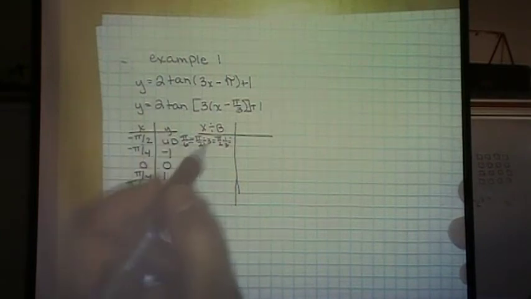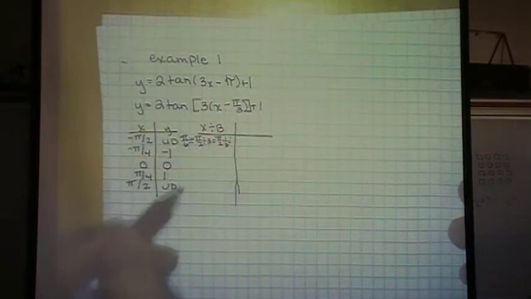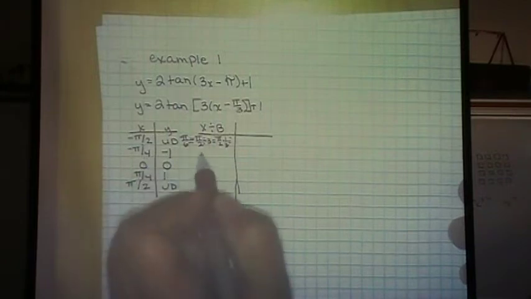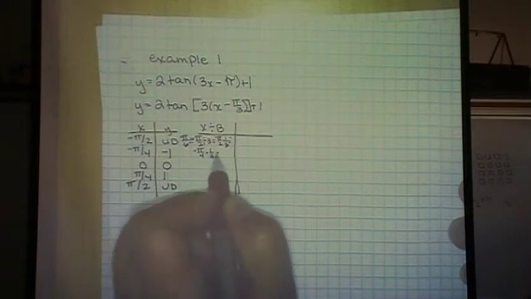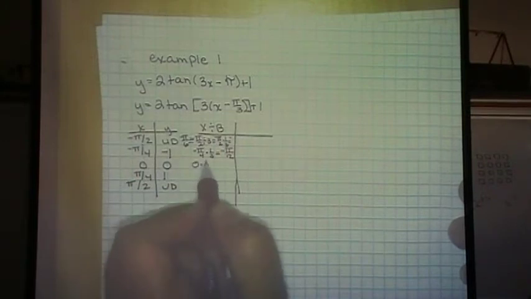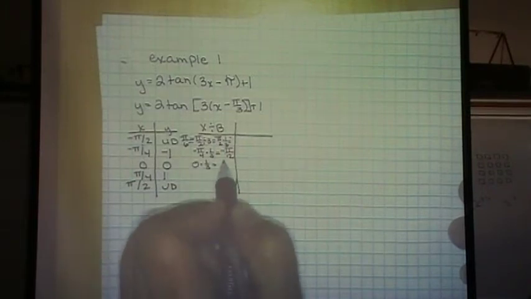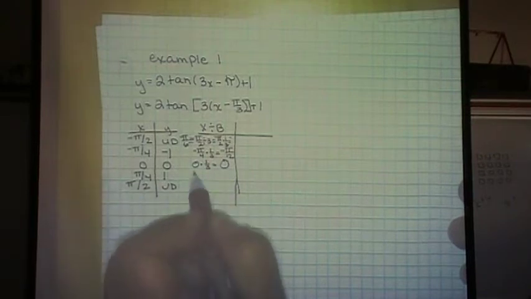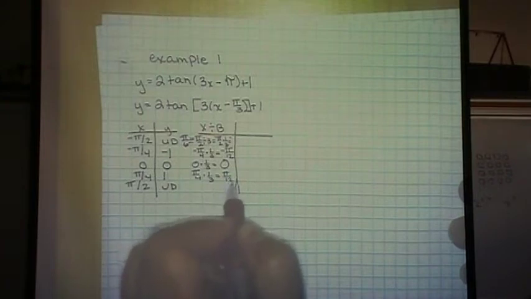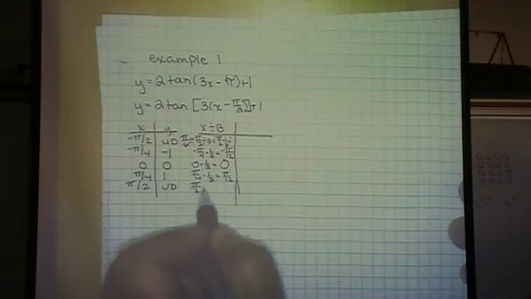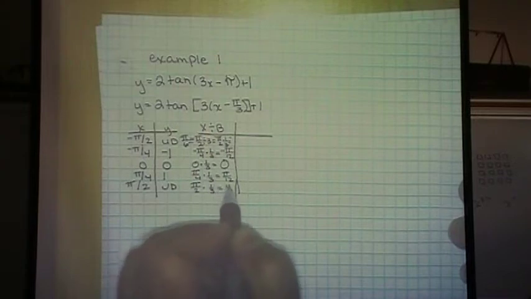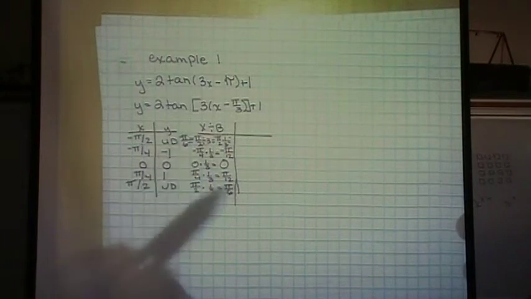So instead of writing divided by 3 from now on, I'm just going to say I'm multiplying by 1/3. So negative pi over 4 times 1/3, negative pi over 12. 0 times 1/3 is just 0. Pi over 4 times 1/3 is pi over 12. Pi over 2 times 1/3 is pi over 6. Okay? Alright, so I have my first x values.